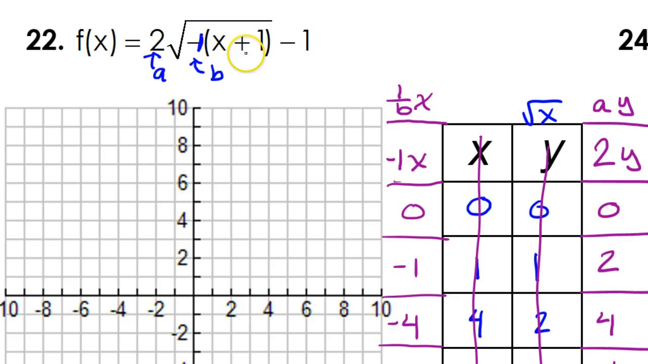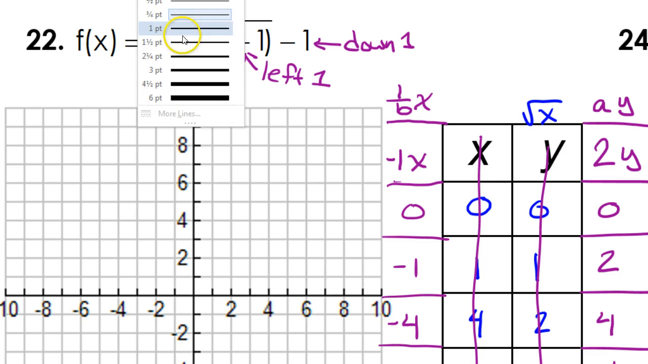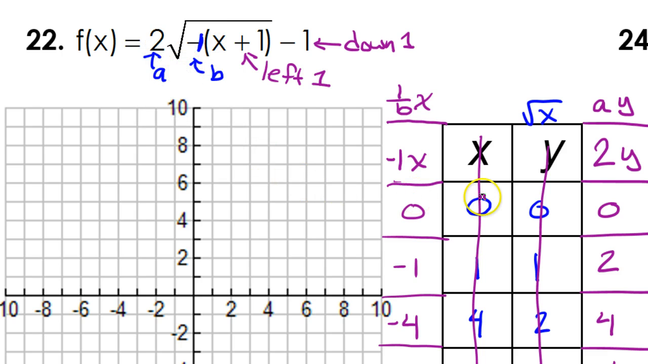Eventually, we will have to do our final two transformations, which are left 1 and down 1. Maybe I'll just mention that now. This will be left 1, and this means down 1. But we'll do that on the graph. We don't need to do that on the table. So for now, let's go ahead and just plot these points.